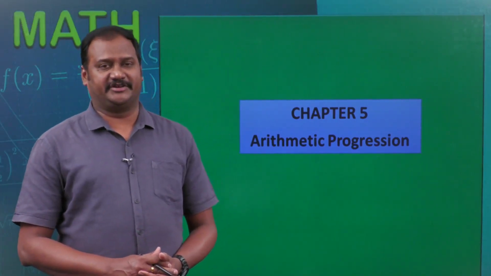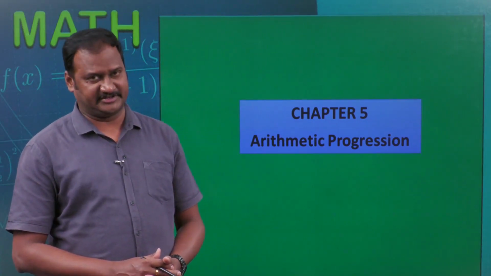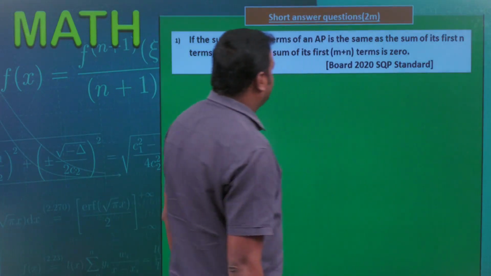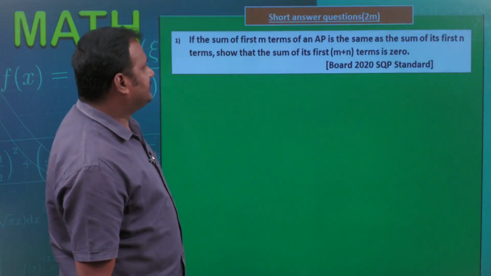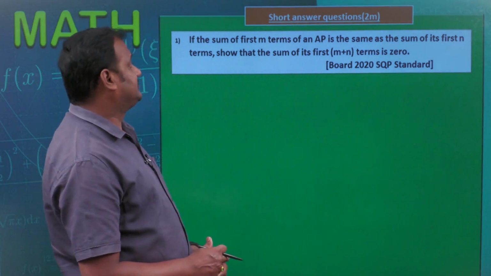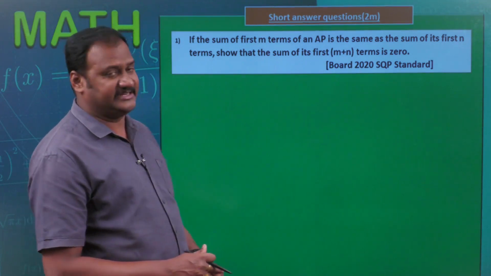In this module we are going to discuss 2-mark problems which were given frequently in board examinations. Let us see what kind of problems are given. The very first problem is: if the sum of first m terms of an AP is the same as the sum of first n terms, then show that the sum of its first m plus n terms is 0.